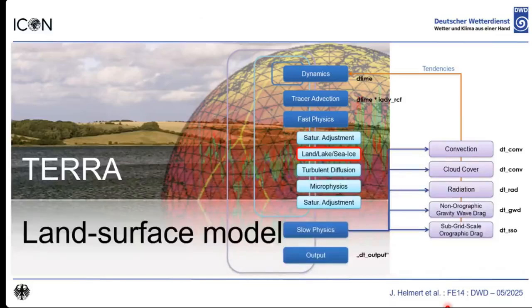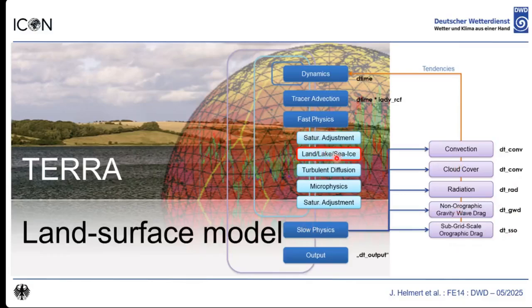Okay, I go on. So now Terra, the land surface model. You see here a bit the time-stepping scheme of the ICON model. So you see a big part dynamics. This was, you heard already, content of other presentations. Then fast physics. We have 1, 2, 3, 4, 5 light blue boxes in the fast physics. This means that they are computed every time step. One of them is land lake sea ice. We are here now in land lake sea ice. You see other slow physics, you see all these other ones. They have different time steps which can be selected.